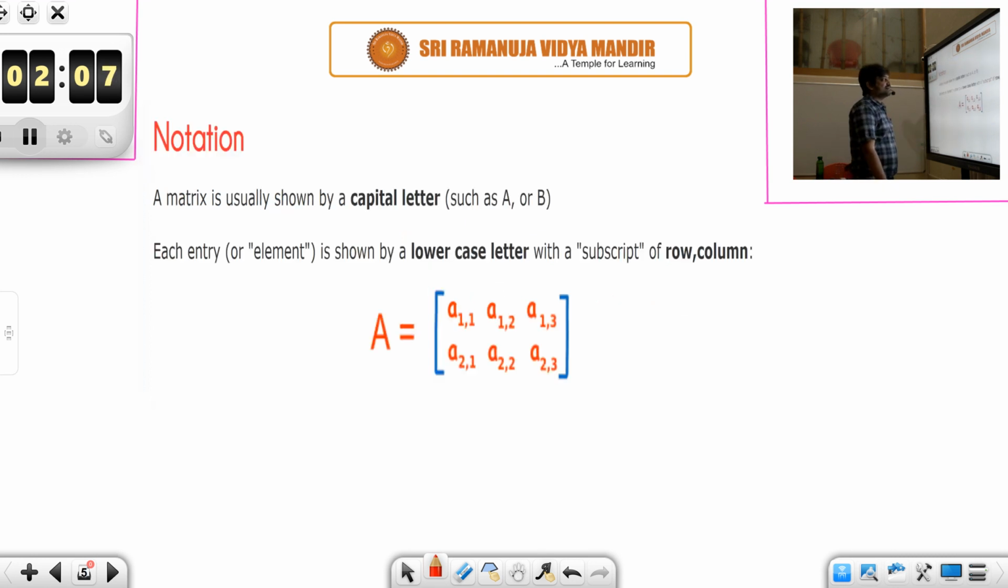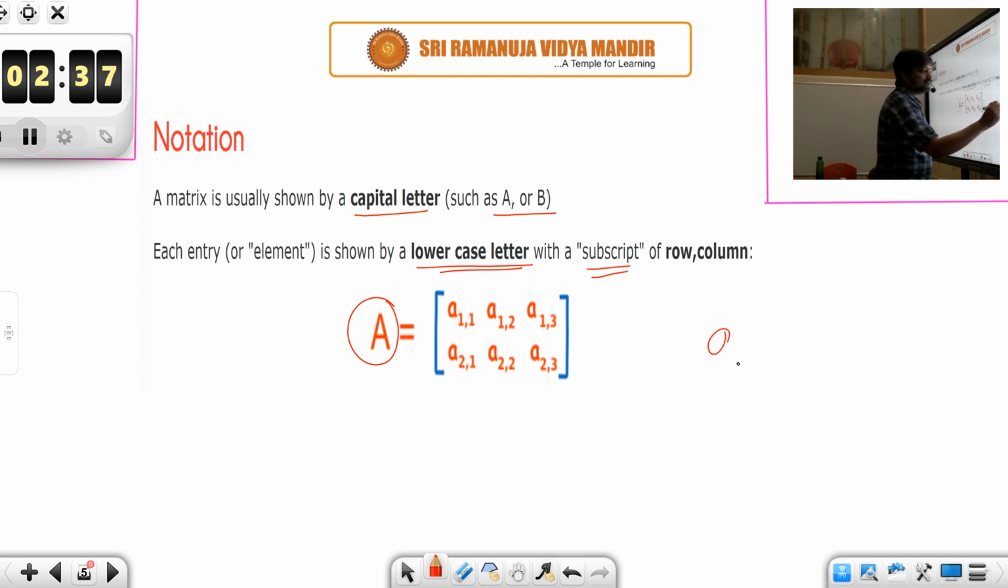Now, notation. Generally a matrix is shown by a capital letter such as capital A or capital B. Each entry or element is shown by a lowercase letter. The matrix is denoted by a capital letter, but the entries inside the matrix, the rectangular arrangement of numbers, we denote in general by a lowercase letter with a subscript. Subscript means the number we write below.